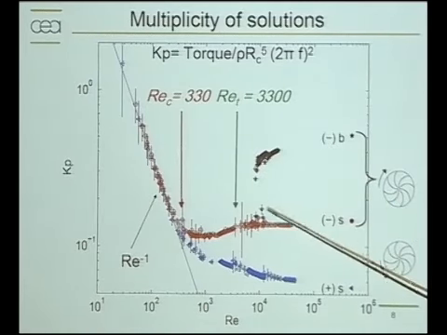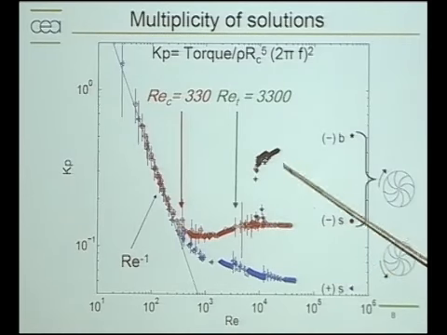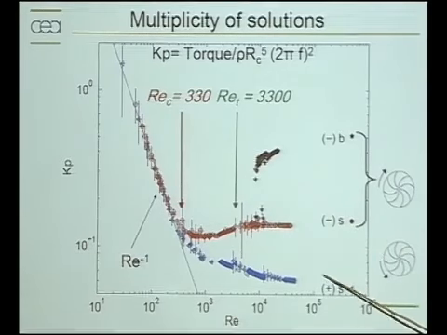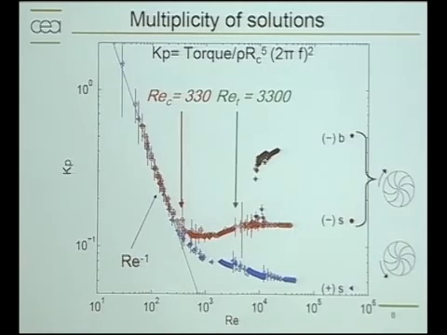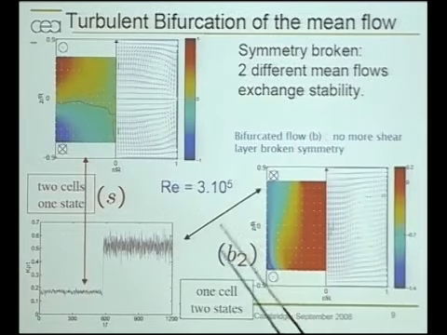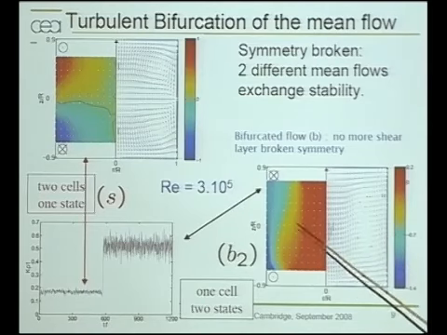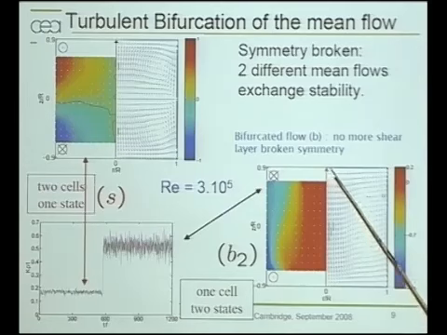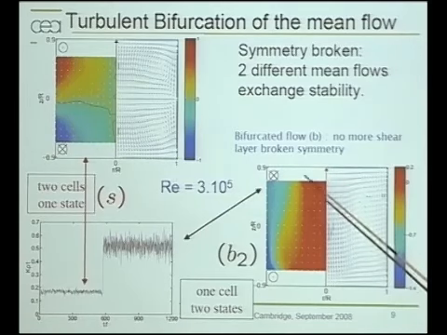But also, for the same Reynolds number, around 10,000, you can get a multiplicity of solutions. And this is a great difference, because you have a factor 3 between the two possible solutions for the mean flow, even if you are already fully turbulent. What happens, in fact?